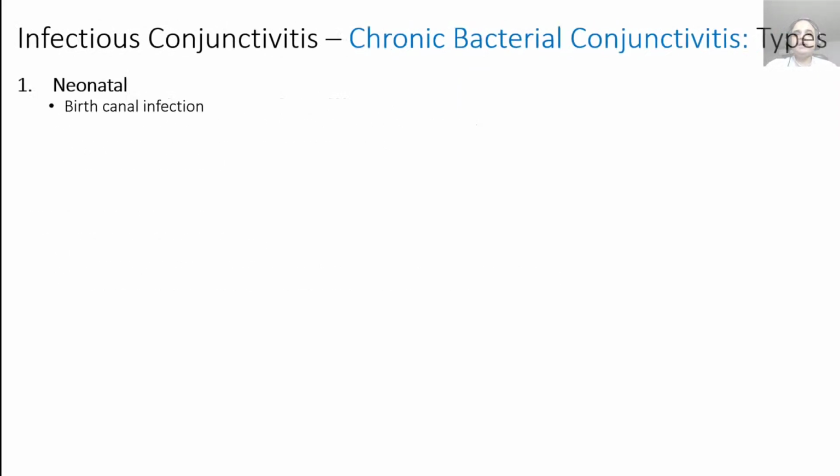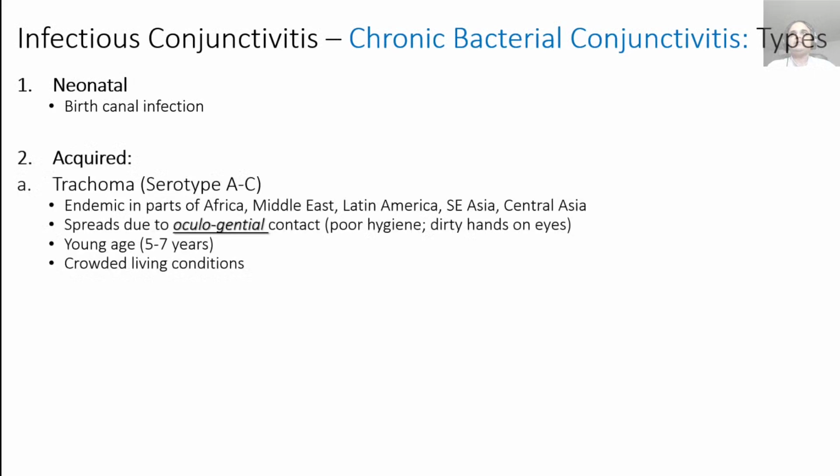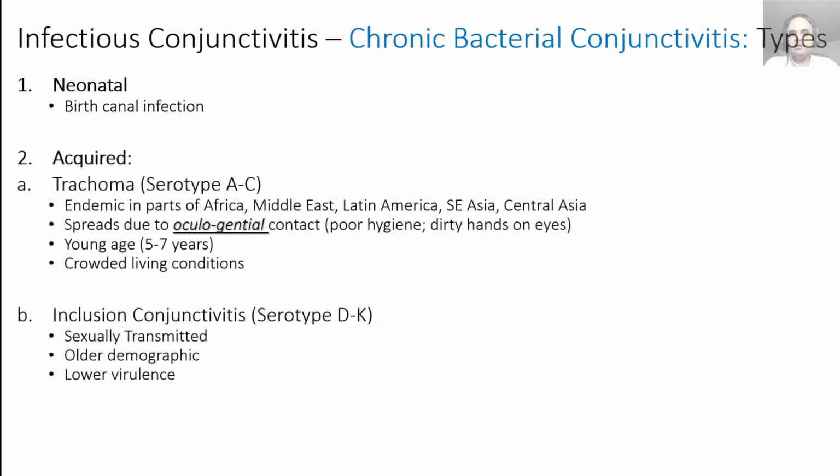And you get 2 types of infections, a neonatal and acquired. Neonatal is again through the birth canal, just like the hyperacute bacterial conjunctivitis. And the acquired is of 2 types. One is called trachoma, which is caused by serotypes A to C of Chlamydia trachomatis. And the other one is called inclusion conjunctivitis, or adult inclusion conjunctivitis, which is between serotypes D and K.